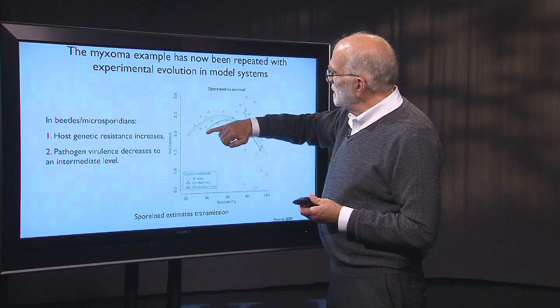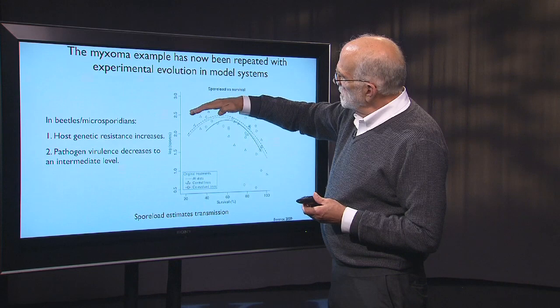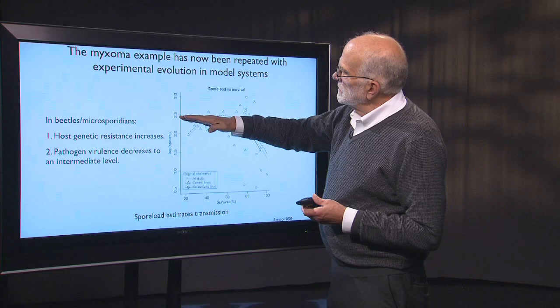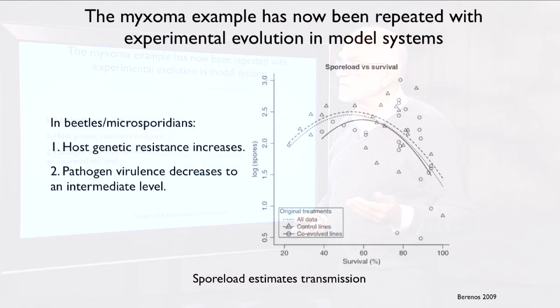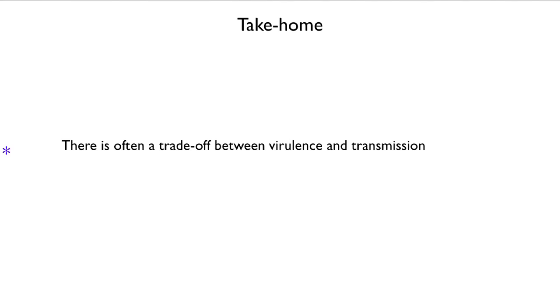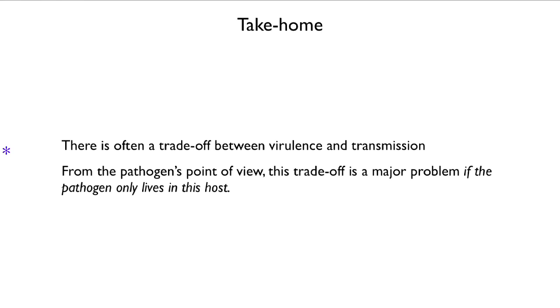And this line here shows the result of co-evolution. So basically what goes on is that host survival improves a bit and then stabilizes, and the number of spores produced goes down a bit. So that was a fairly short-term response. So the take-home message on the virulence-transmission trade-off is that it often exists, and from the pathogen's point of view, it's really a major problem if the pathogen is only living in this host.